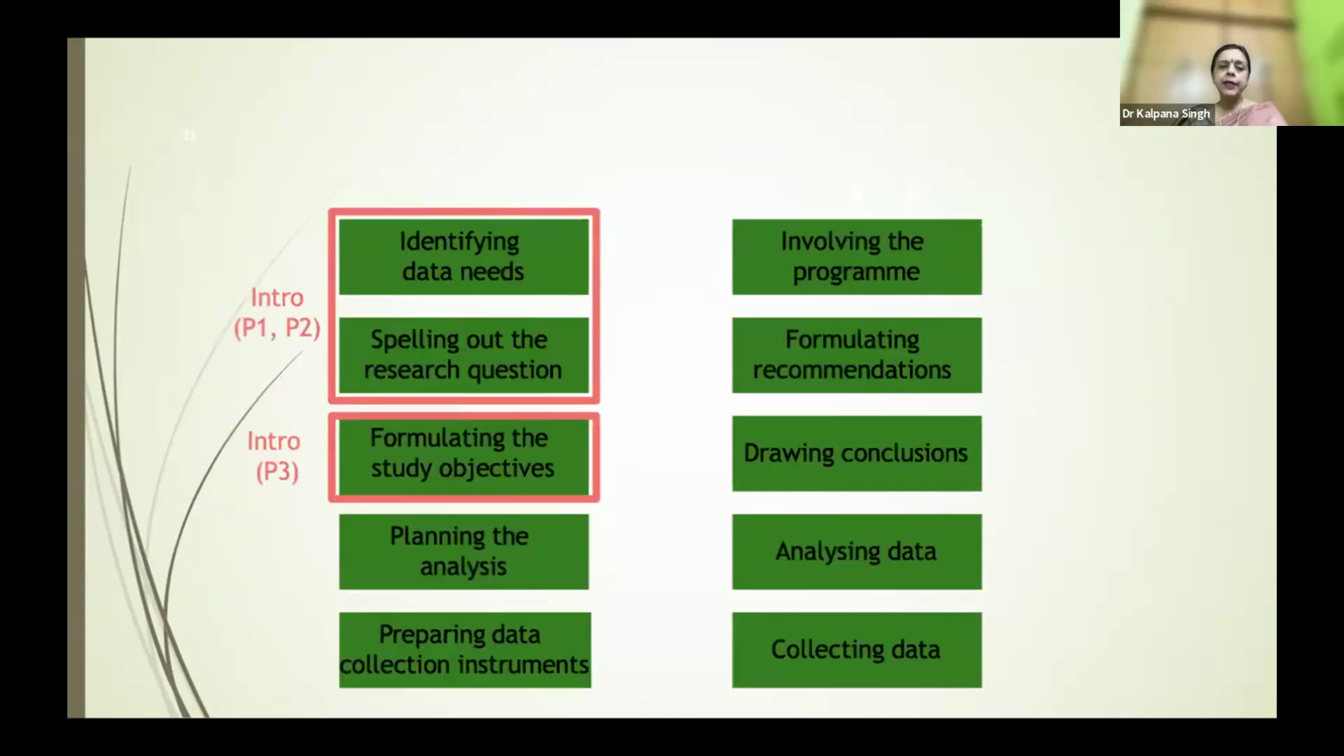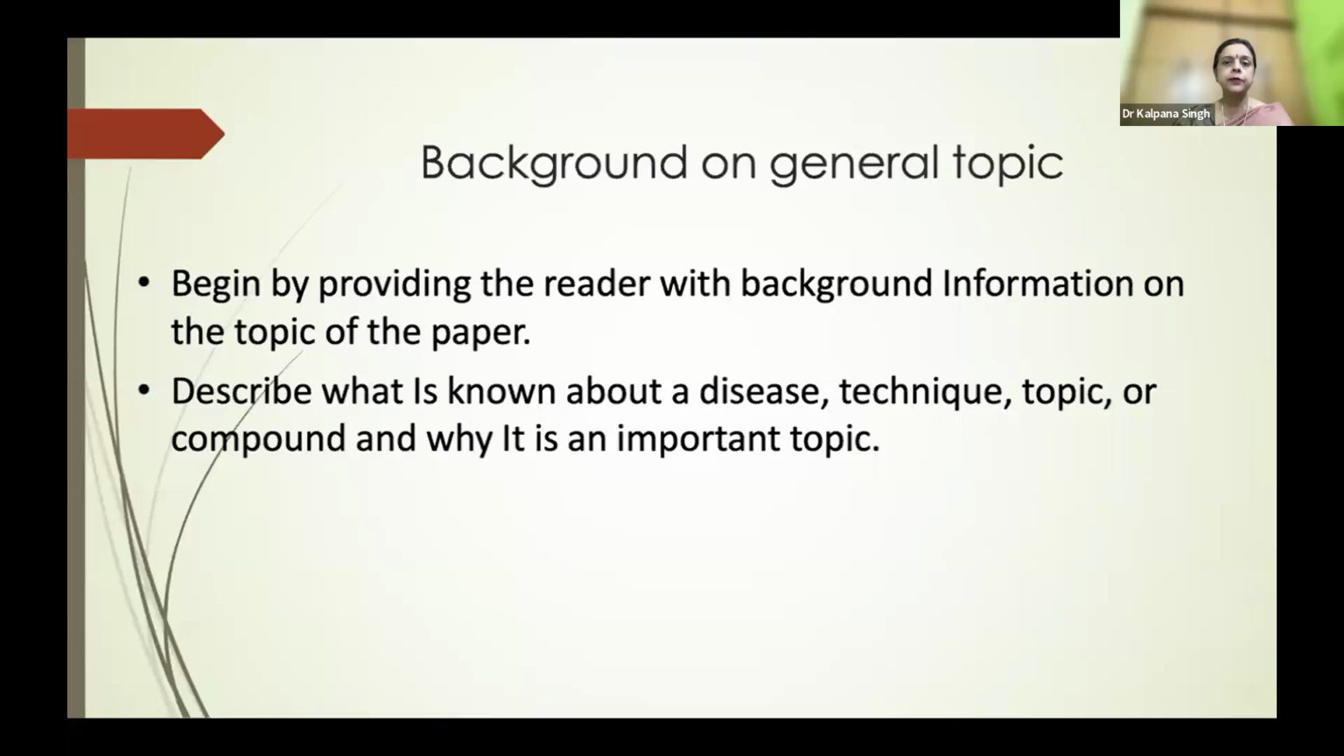So in introduction, basically, we have to focus on what the data need is. Why are we writing this article? Why this scientific paper? So data need has to be identified. We have to spell out the research question, and then the objectives have to be clearly defined. These are 3 parts of introduction.